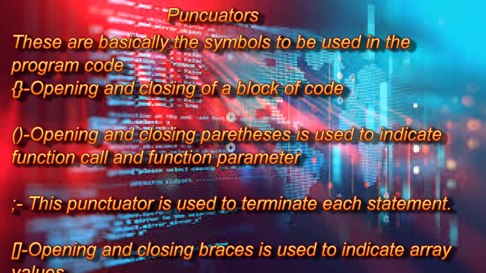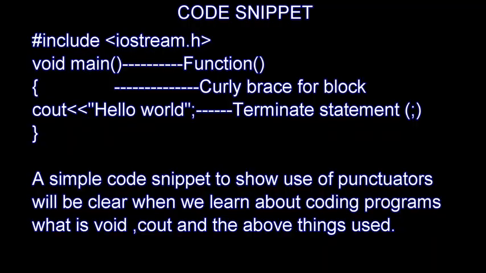Number two, we have parentheses. Parentheses are used for a function call or for defining function parameters within it. Next we have the semicolon. The semicolon is used to terminate each and every statement so that it can get executed. Then the square bracket is used to initialize the values of an array so that it is easy to access the values. You can understand this with the help of the code snippet given here.